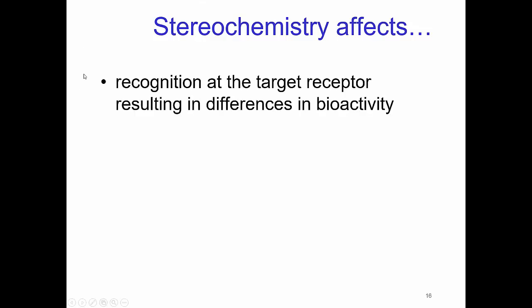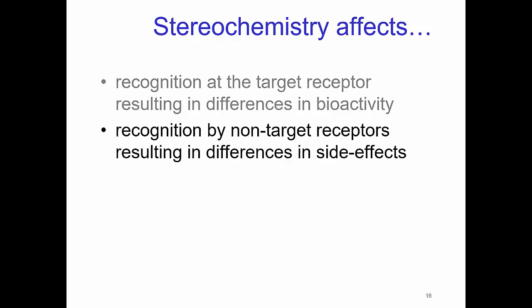So this is a very important slide, and you should know these aspects of what stereochemistry affects with regard to biological recognition. It is important in the recognition at the target receptor, resulting in differences in bioactivity, right? We showed some examples of drugs where one isomer is what's used and the other isomer is not, like naproxen. Recognition by non-target receptors can result in differences in side effects.